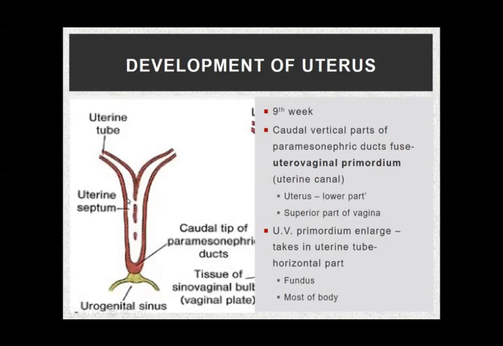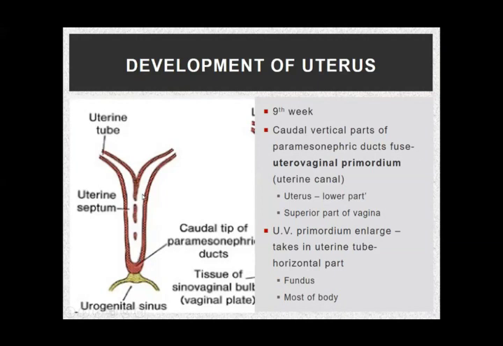Now it's formed by the fusion of the two paramesonephric ducts. So the walls of the two ducts approach each other and are fused with each other. Then this fusion breaks down. As a result, a single canal is formed inside the uterovaginal primordium.